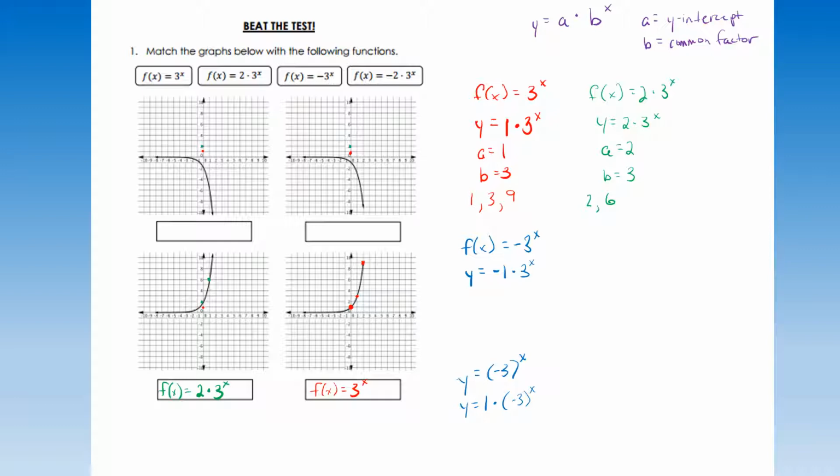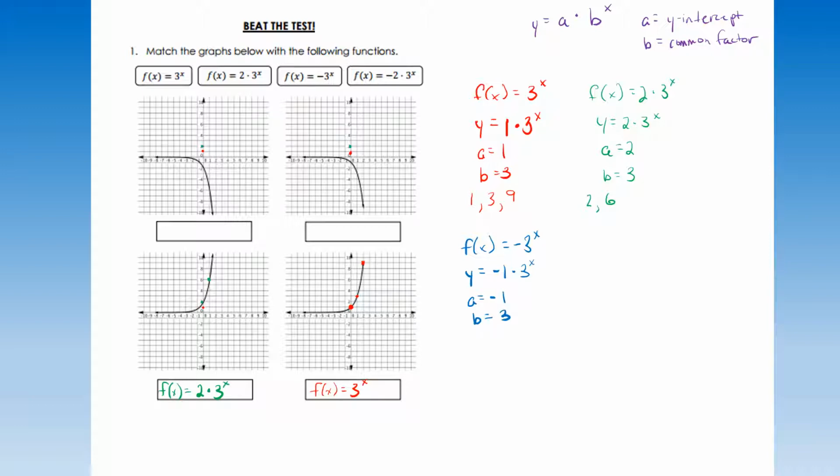The 3 is by itself, so keep in mind your order of operations. Exponents first, then multiplication. So for this particular case, we're doing -3 to the x. That's actually -1 times +3 to the x. So a in this case is going to be -1, and b is a factor of 3.